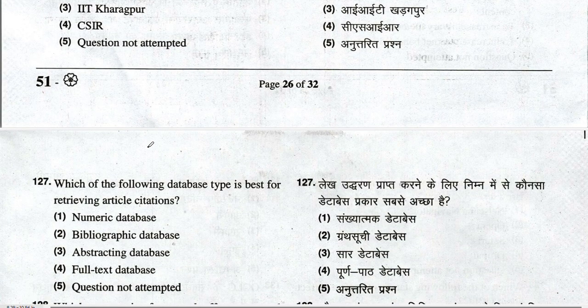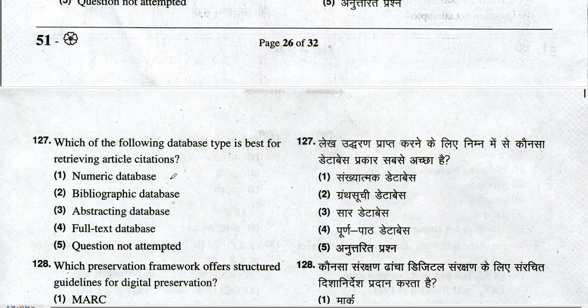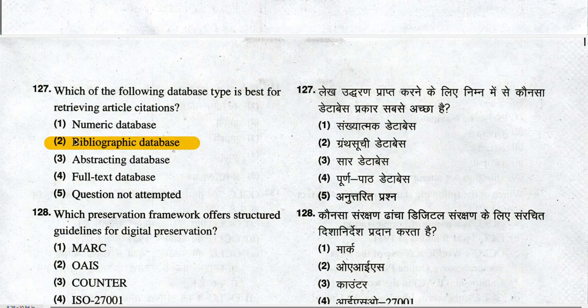Which of the following database types is best for retrieving article citations? Bibliographic database type is the best for retrieving article citations. Bibliographic database is the right answer of this question. Let's move to the question number 128.